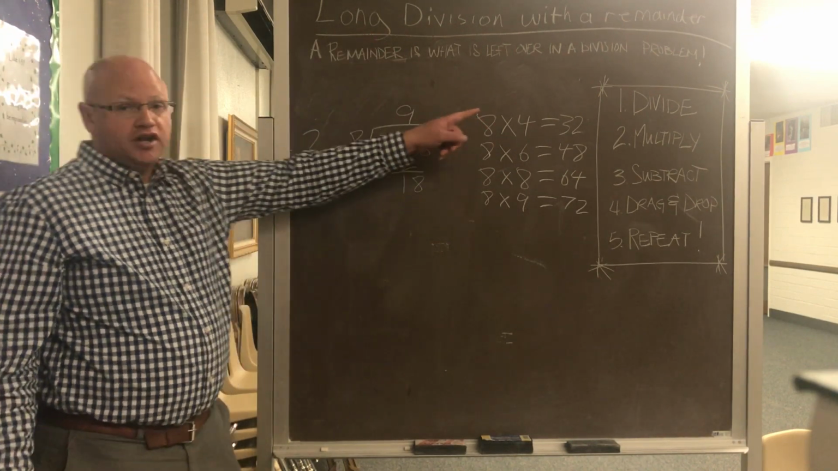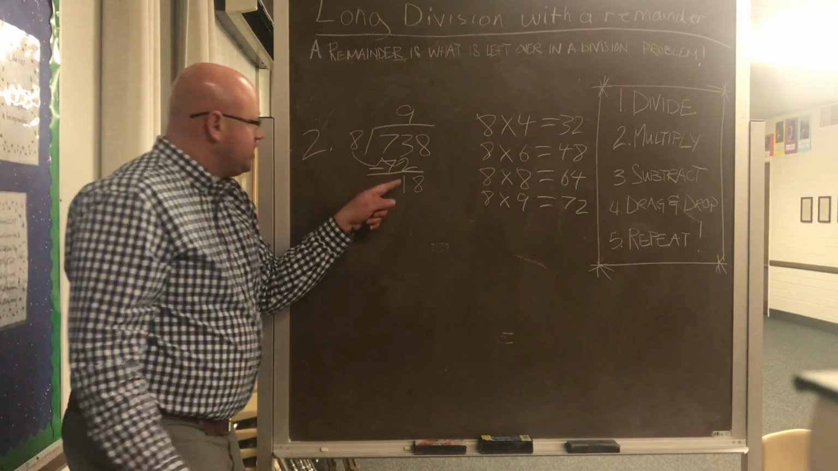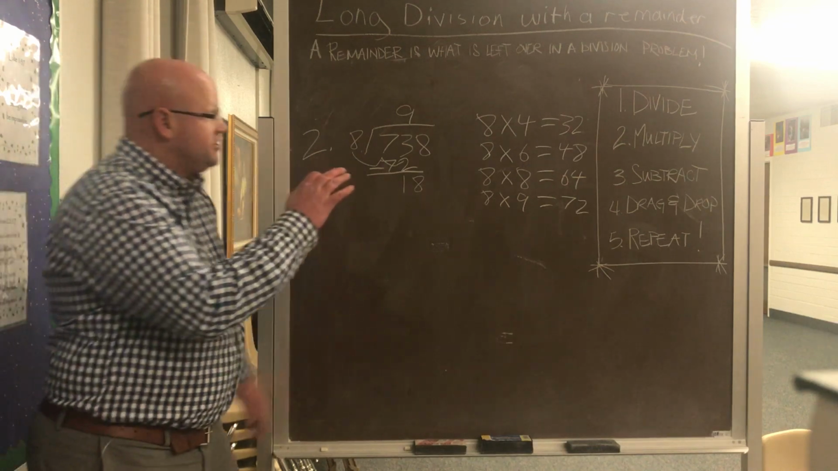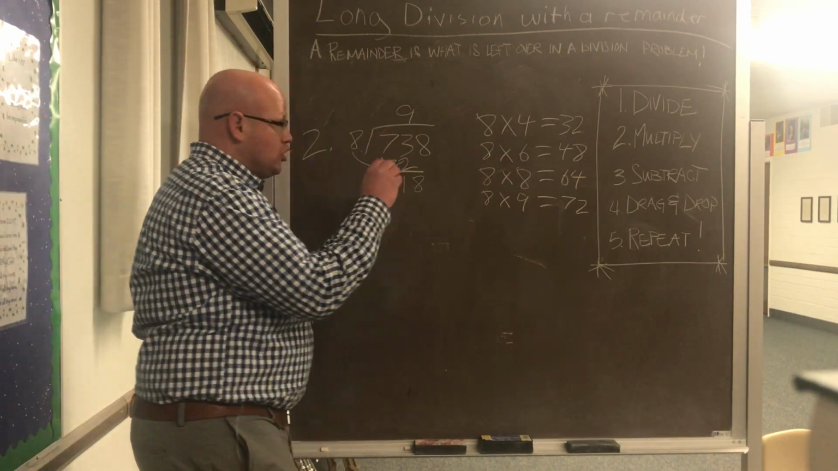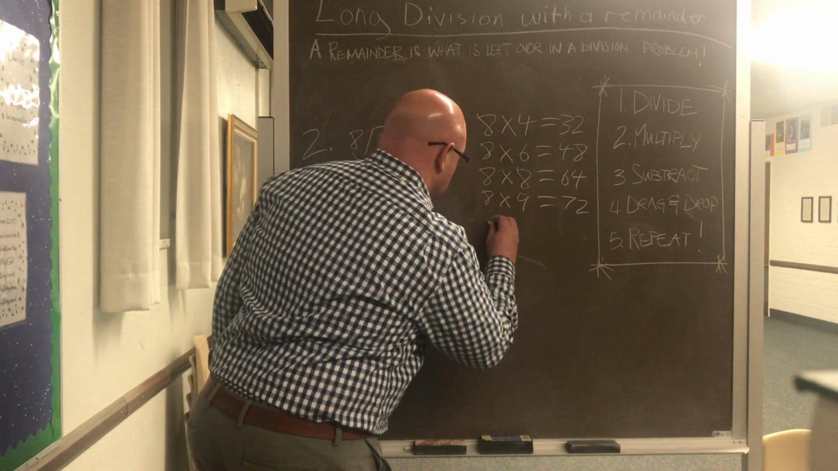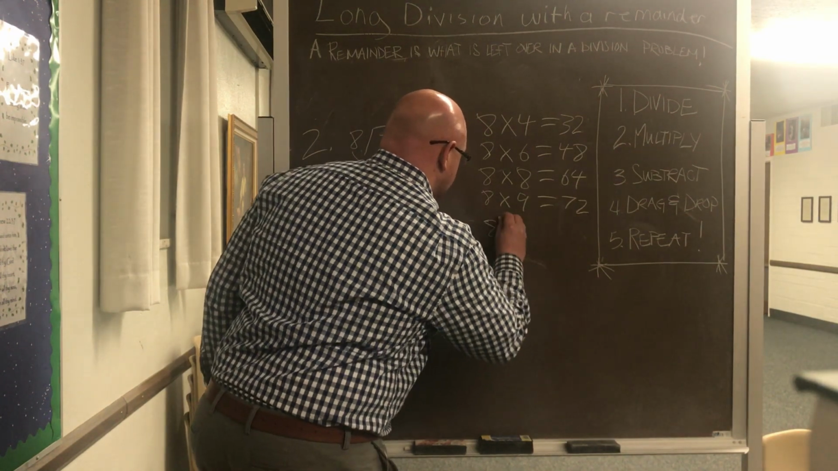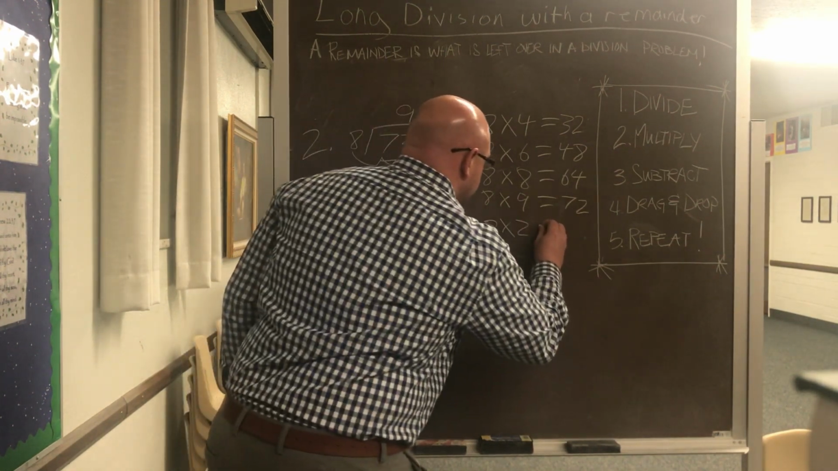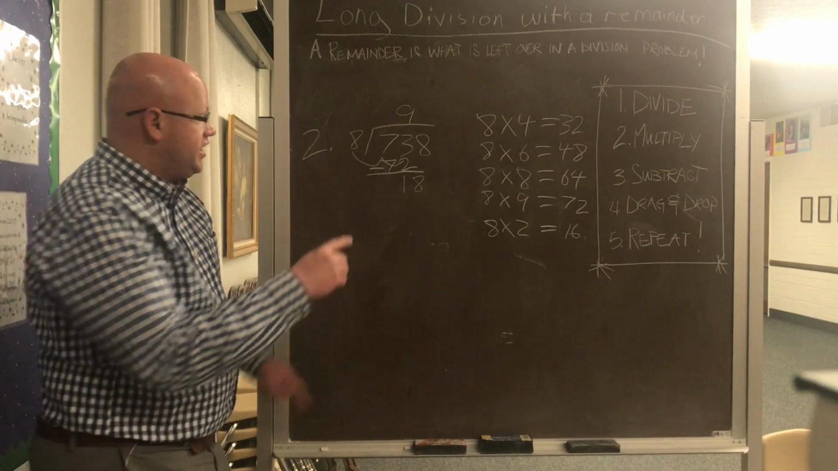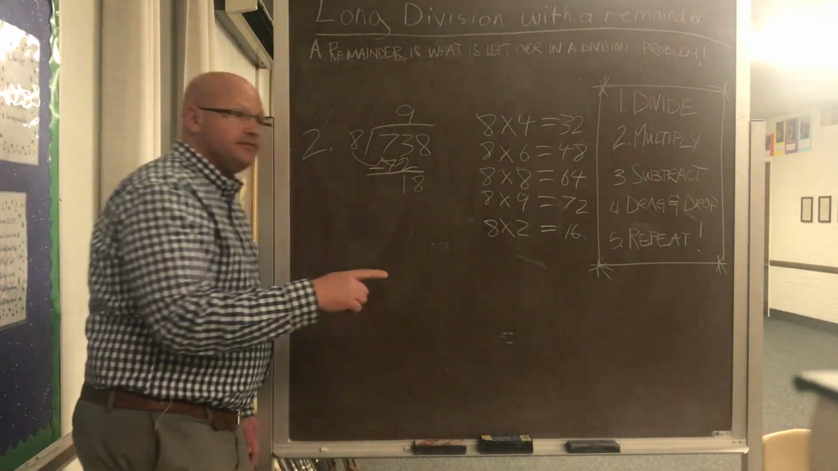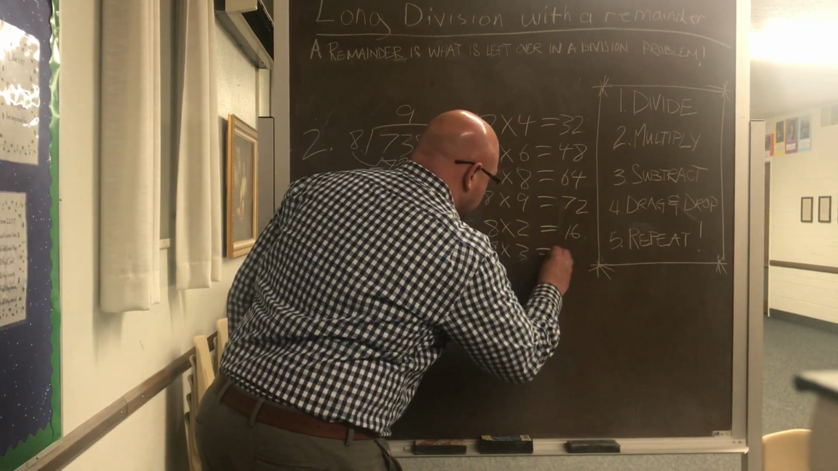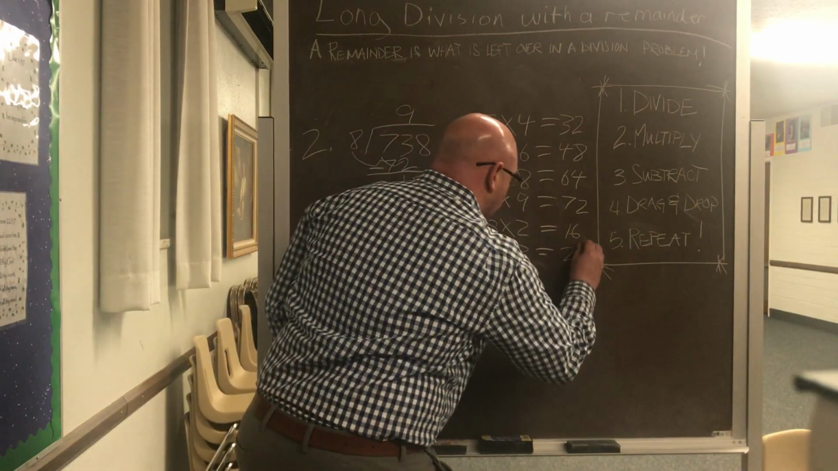We're going to do number 1, divide. 8 divided into 18. It does go into 18 because it's less, but we're going to have to find out how many times 8 will go into 18. So we're going to start off with 8 times 2. 8 times 2 equals 16. And 16 will go into 18, but let's experiment here. 8 times 3. 8 times 3 is 24.